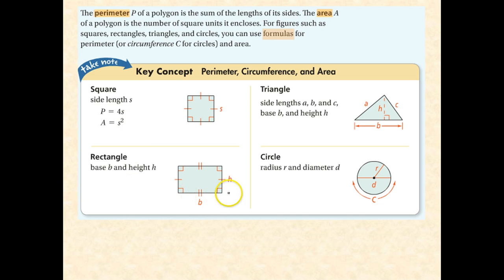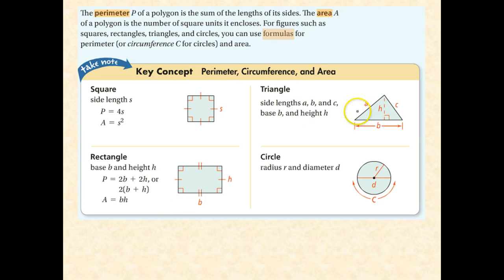Let's see, is there a formula for the perimeter of a rectangle? Add up all the sides. There's 2 bases and 2 heights. So perimeter is 2 bases plus 2 heights, or you can use the distributive property to write it as 2 times the base plus the height. And the area of a rectangle is the base times the height.